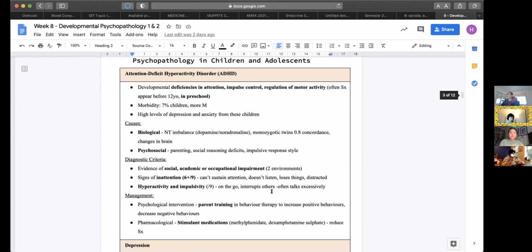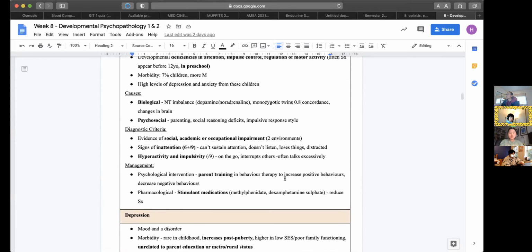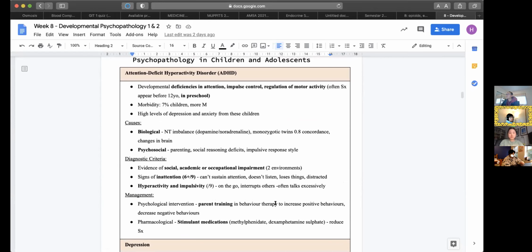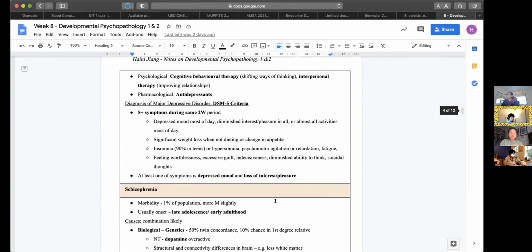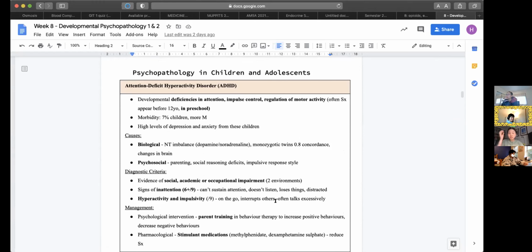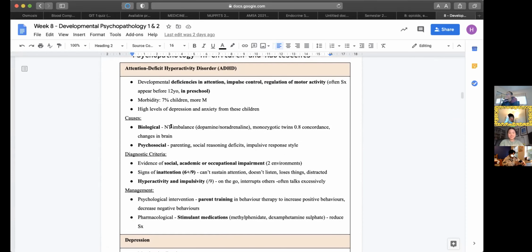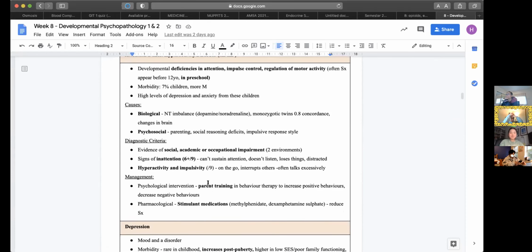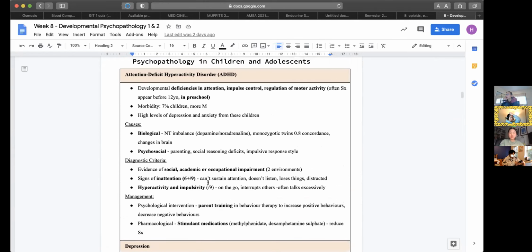Okay, so this is split into two sets. We've got psychopathology in children and adolescents, and then we've also got psychopathology in adults. These, I think there's four, are actually all quite significant. There's a lot of knowledge, a lot of information here. But basically you guys can go through it yourself. Does anyone want to chime in with anything that they remember was really important?